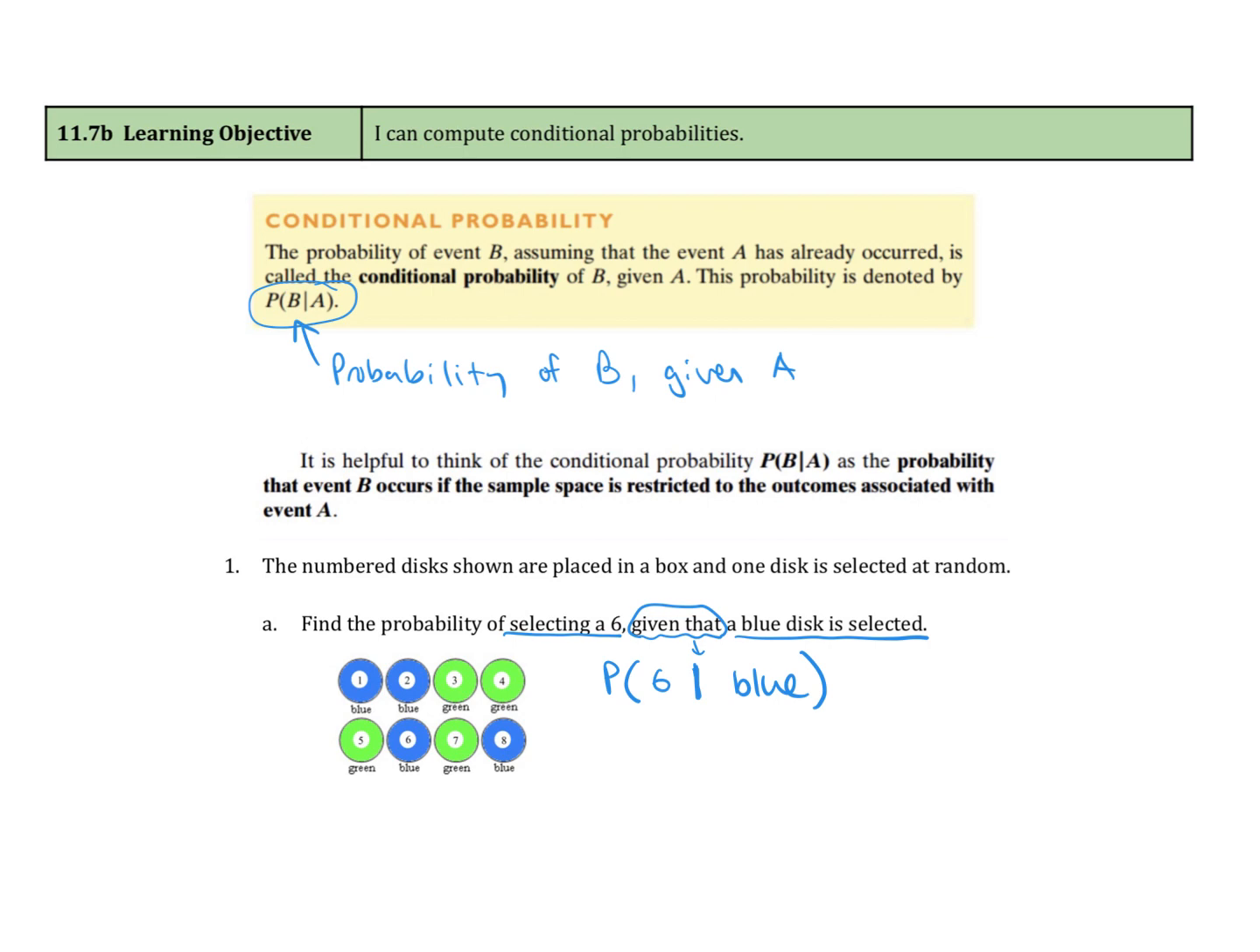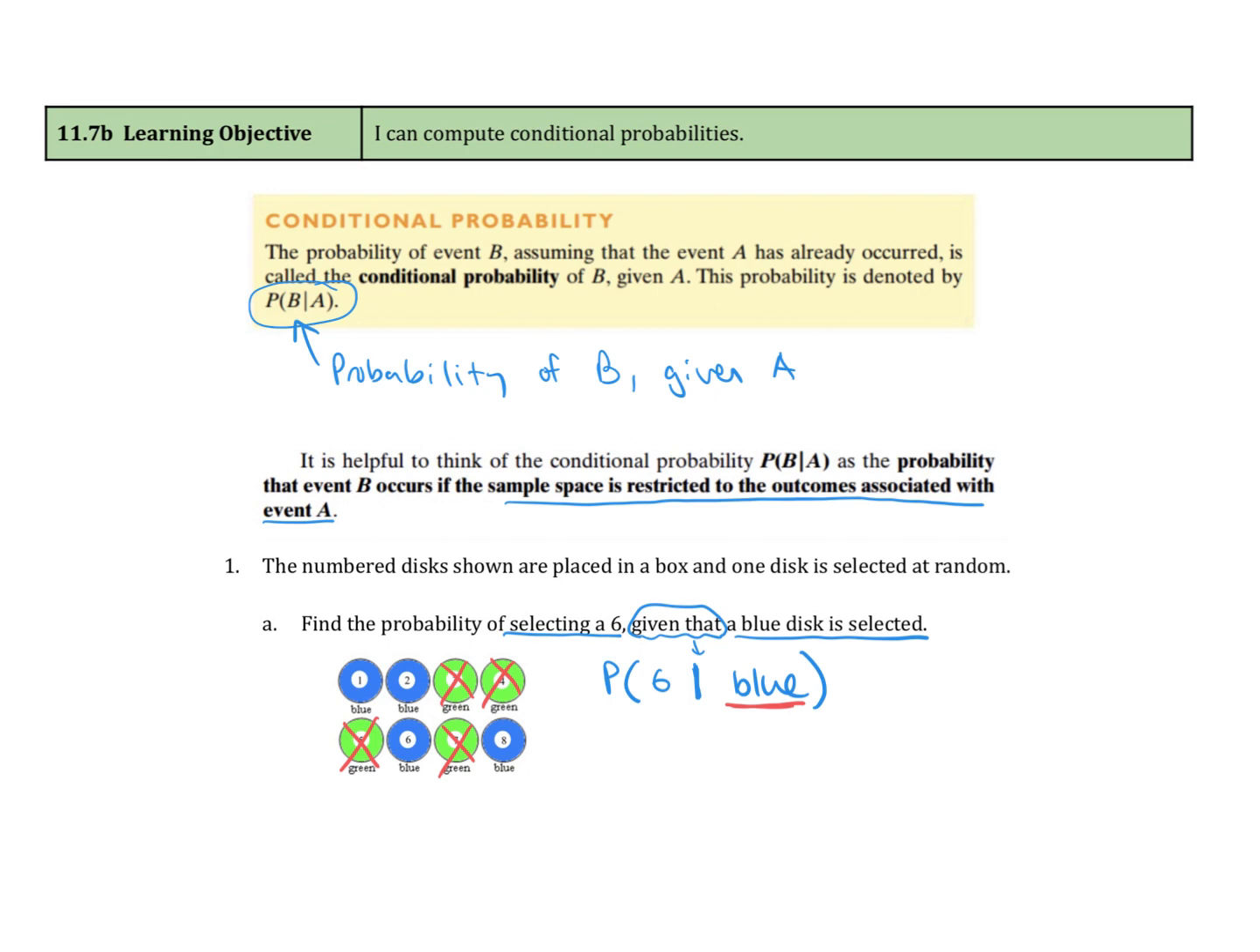So when I said that the sample space is restricted to the outcomes associated with event A, that's the second event here, the second part. When it says given that a blue disc is selected, I'm reducing my sample space to just be the blue discs. The sample space is all of the possible outcomes. And in this problem, it's as if we are removing the green discs, like they're not even possible. It's like we take them out of the box and we make our sample space just the blue discs. And now out of the blue discs, we want the probability of selecting a 6.